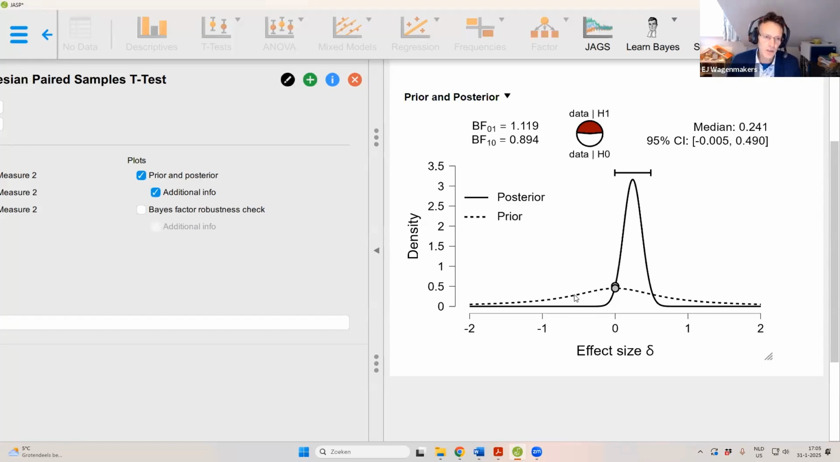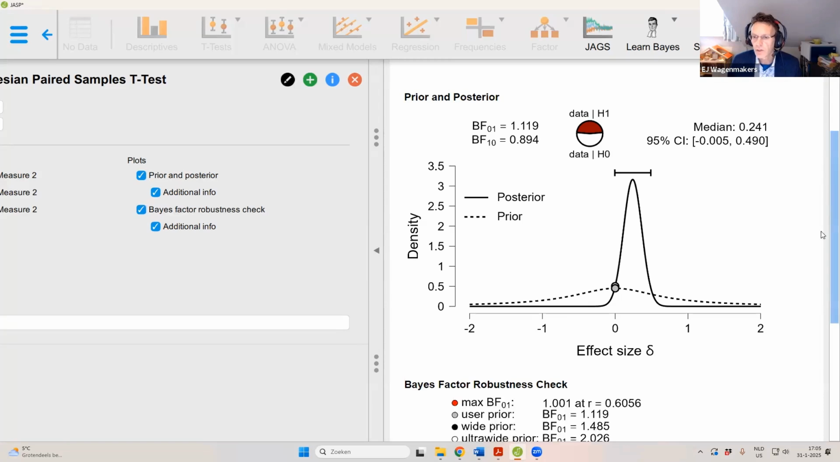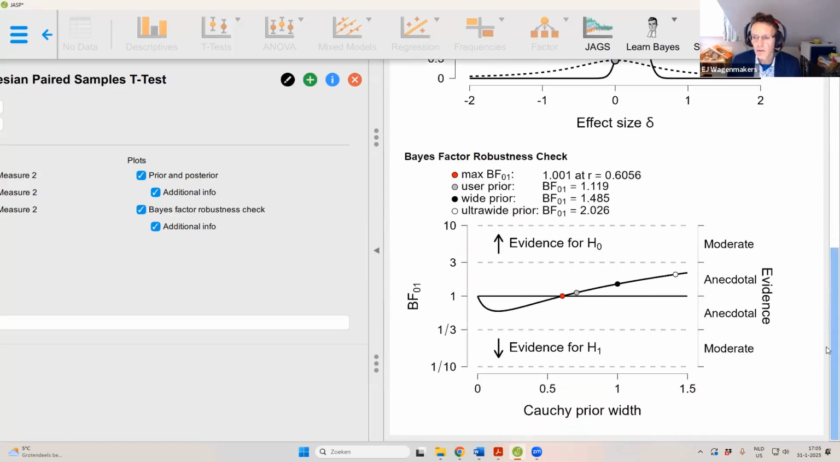You can do that yourself in JASP, but there's one easy tick mark you can set that does a lot of work for you. That's the Bayes factor robustness check tick mark. So I'm just going to tick that box, and you see here the results for a wide range of different widths. The one we used is over here, but there are other ones you can choose as well.